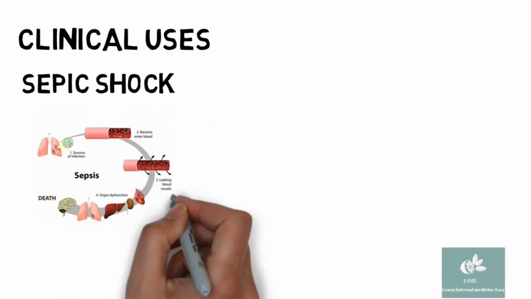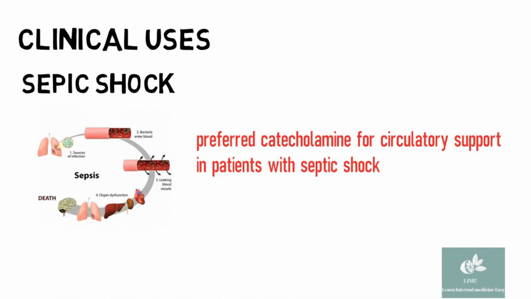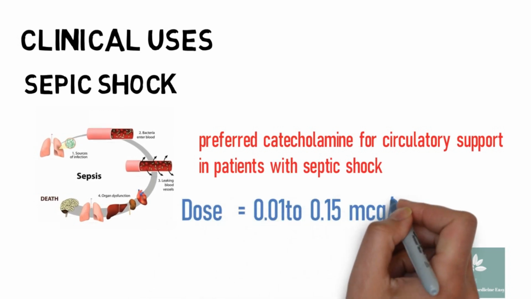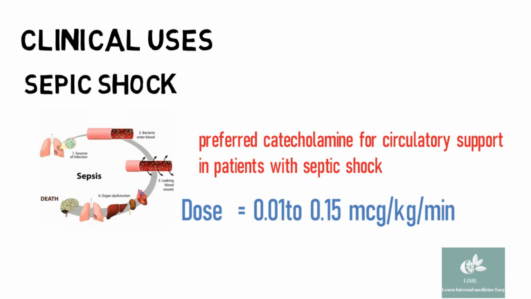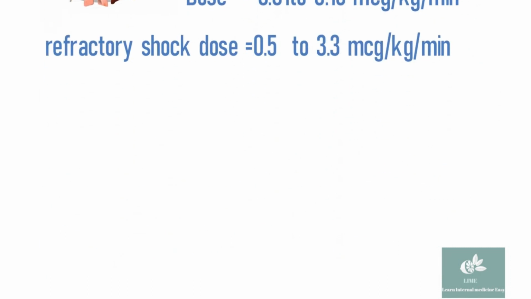Clinical use. Noradrenaline is a preferred catecholamine in patients with septic shock. The dose in septic shock is 0.01 to 0.15 micrograms per kg per minute. In refractory shock, the dose is 0.5 to 0.33 micrograms per kg per minute.